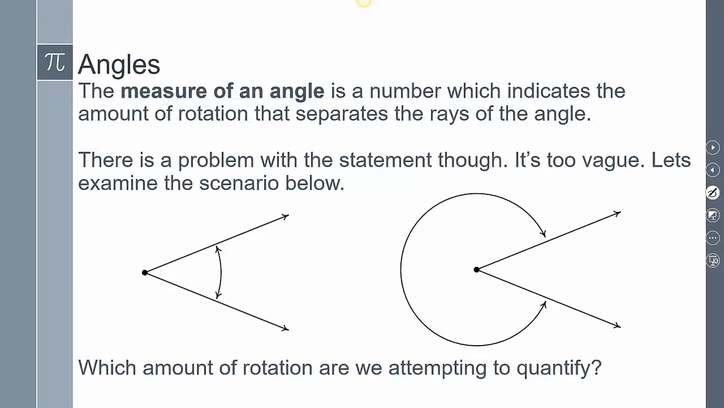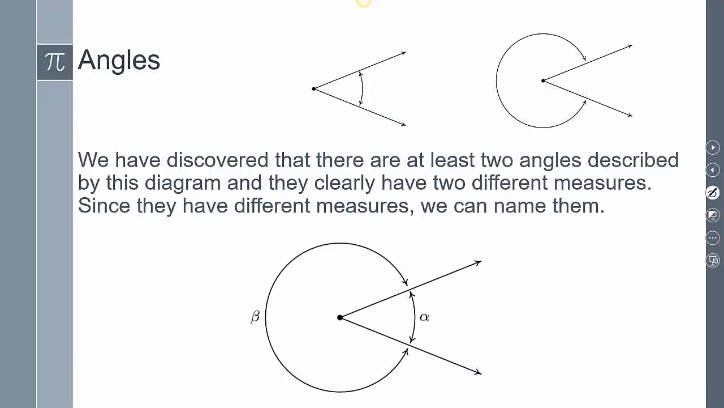Now if I were to say that the measure of an angle is a number which indicates the amount of rotation that separates the rays of the angle, there's a problem with that statement. It's way too vague. If I look at this angle here, am I talking about this one or am I talking about this angle? I don't know. And so to alleviate that scenario, we name them. I would say that this is going to be angle alpha, and this angle here would be angle beta. So if I were to say, what is angle alpha, then you would know that I am trying to find this angle here. We're going to name them so that we know how to find them.